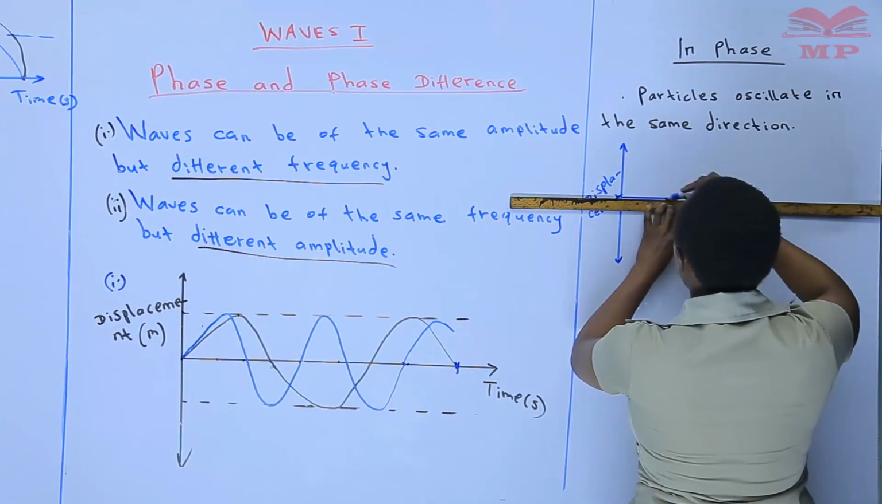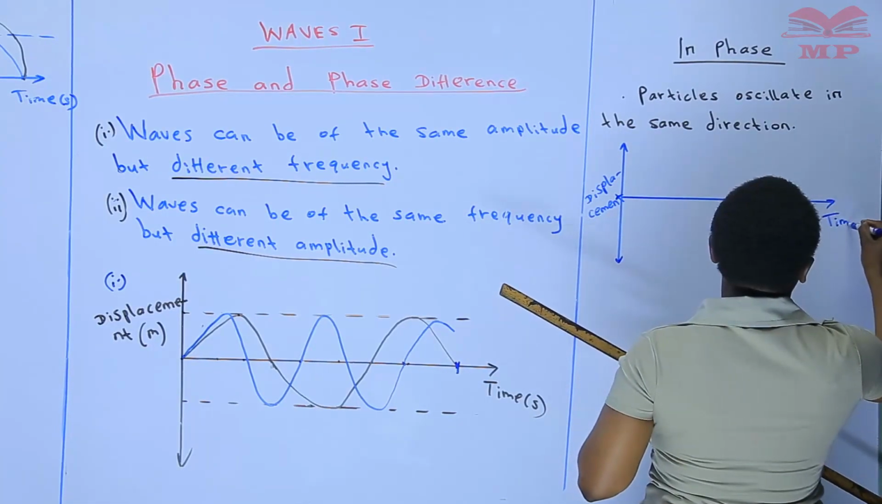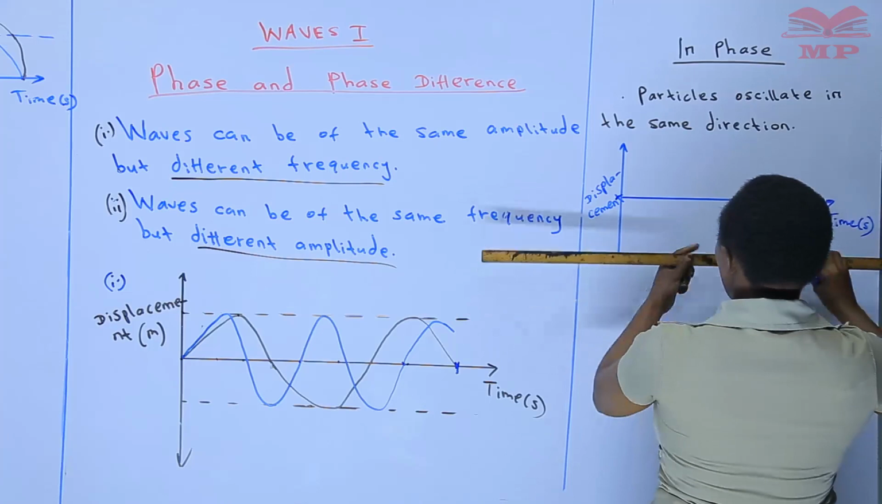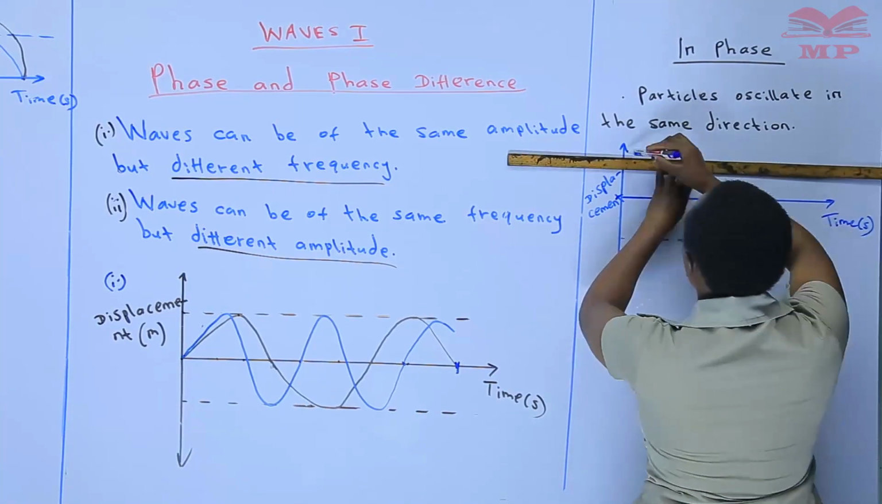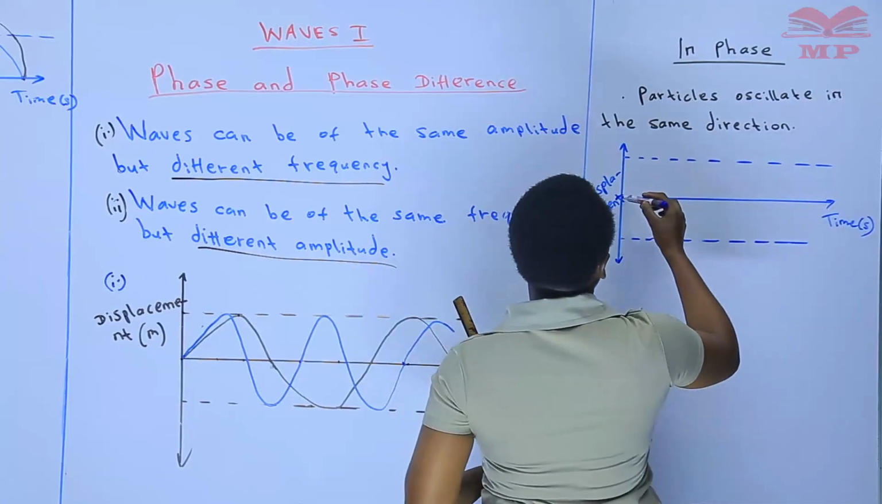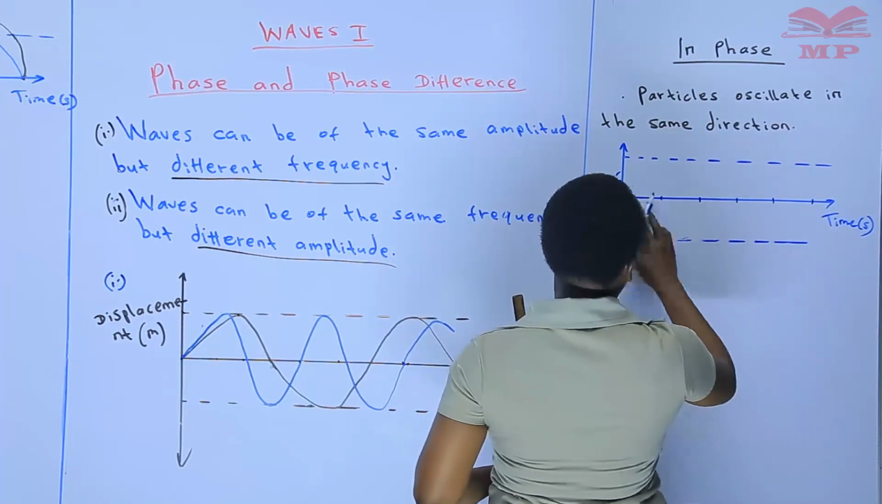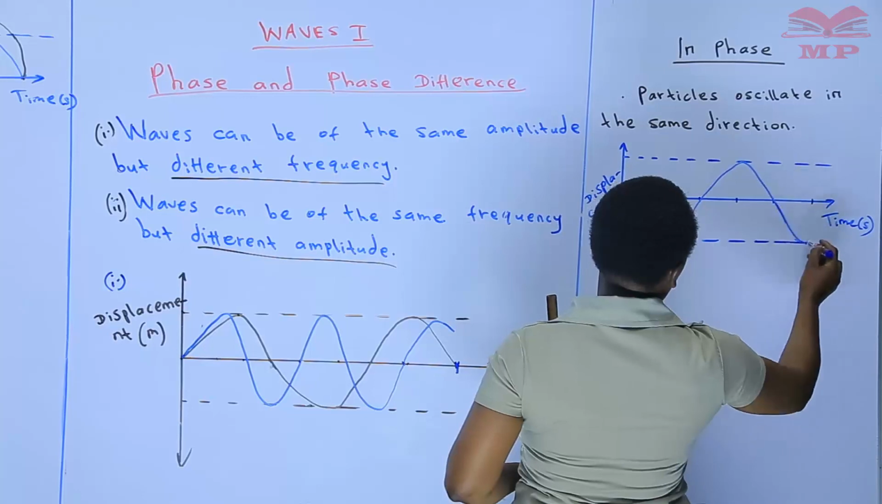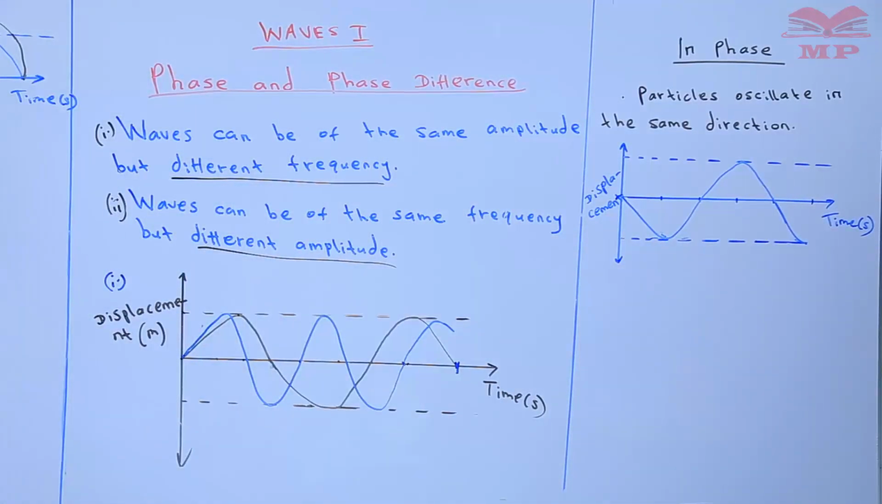Against time. So if we have our wave, this is what we are going to have. If we have our wave, we can even start it from here. So we can have our wave as that, and we can say that the particles are oscillating in phase.